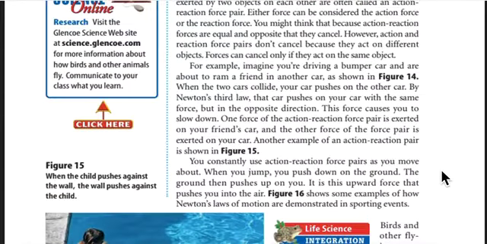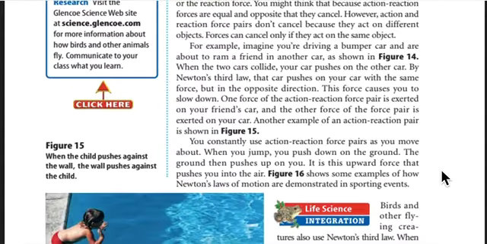You constantly use action-reaction force pairs as you move about. When you jump, you push down on the ground and the ground pushes up on you. It is this upward force that pushes you into the air. Figure 16 shows examples of how Newton's laws of motion are demonstrated in sporting events.